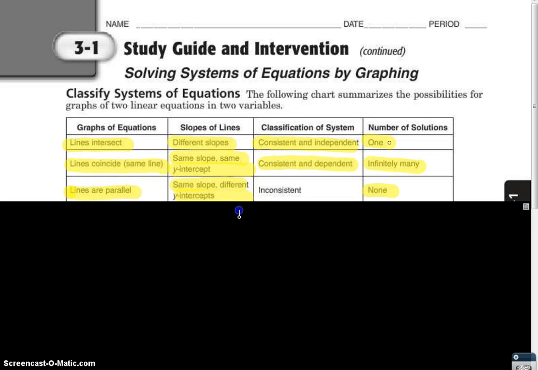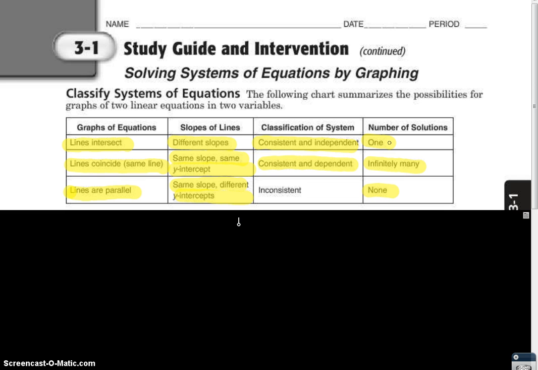Today we're going to be working on solving systems of equations by graphing. You guys should have 3-1. If you look at the front page, it says the following chart summarizes the possibilities for graphs of two linear equations in two variables. What I need you guys to do is highlight the graphs of equations, the slopes of a line, classification of systems, and number of solutions.